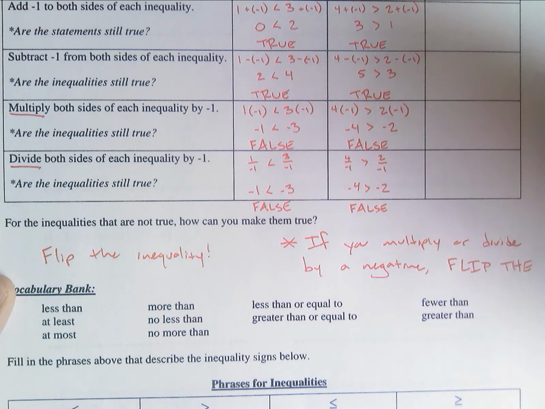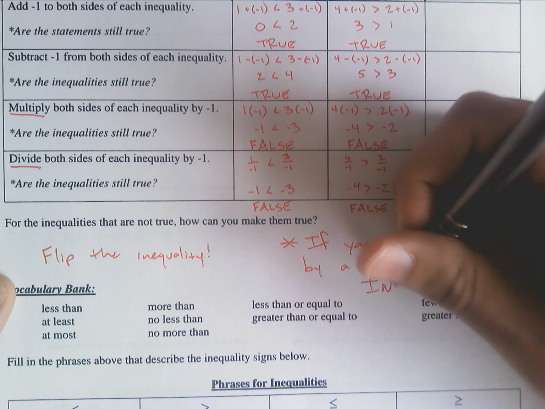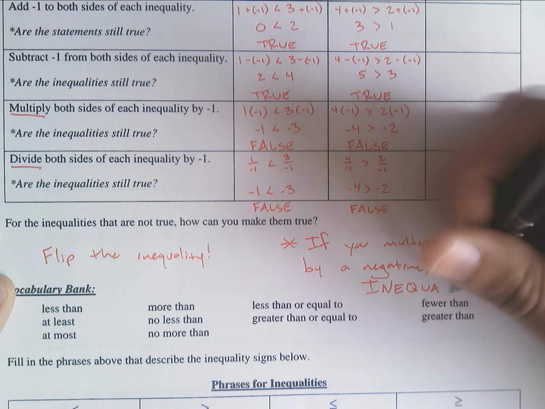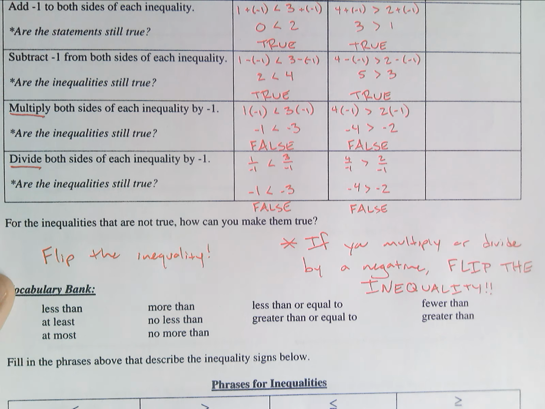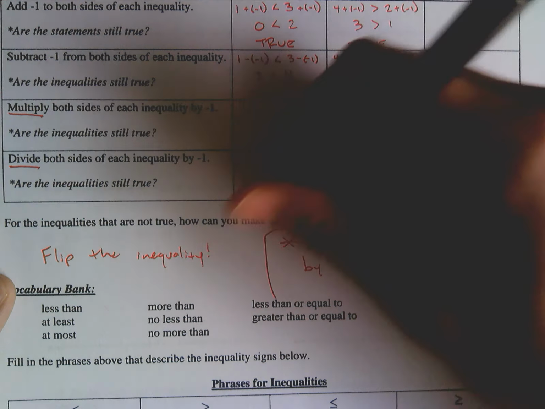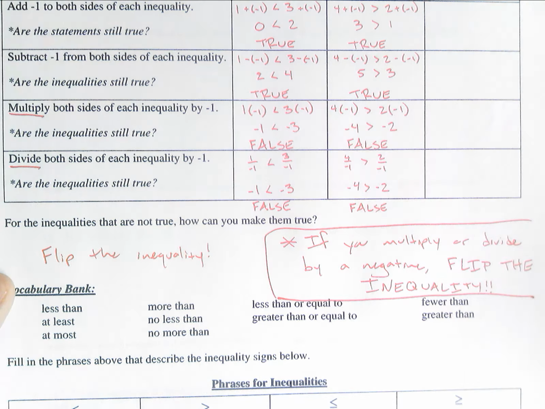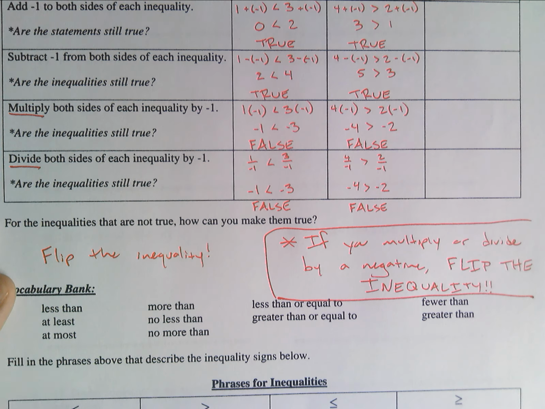And I'm putting that in all caps. So put a big star next to this, put exclamation marks. If you multiply or divide by a negative, flip the inequality. Okay? So make sure that is big and bold in your notes. All right, we're going to move on to page 6. Go ahead and flip the page.